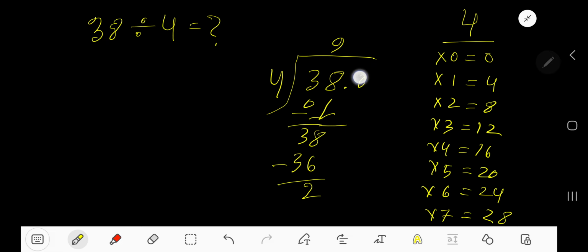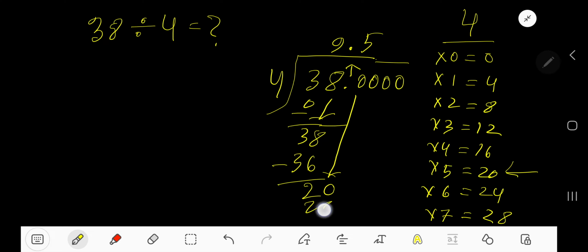Take a decimal here, and add a number of zeros. Bring down the first 0. Before the 0, a decimal must come into the quotient directly. 4 goes into 20 how many times? 5 times. 5 times 4, 20. Subtract, 0. So your answer is 9.5.